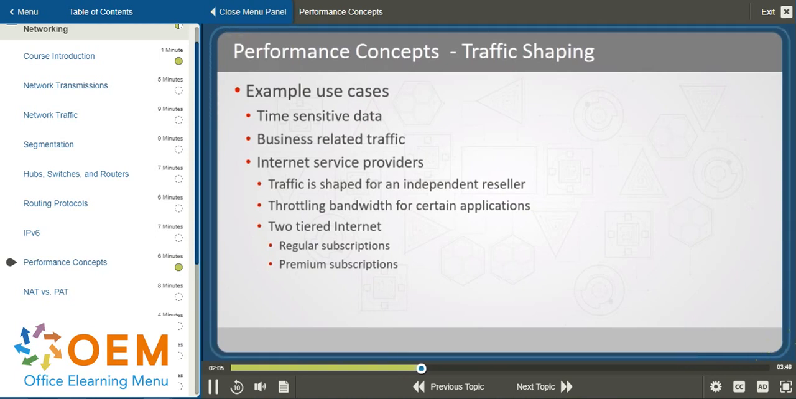And internet service providers might use this, particularly if the traffic is being shaped for an independent reseller, someone who is reselling their service for a specific purpose. Throttling bandwidth for certain applications. Again, based on the application, you can say, well, this one has a higher priority than that one. You can also implement two-tiered internet services, a regular subscription or a premium subscription. And of course, those who pay more get faster service. It's prioritized for the premium subscription.